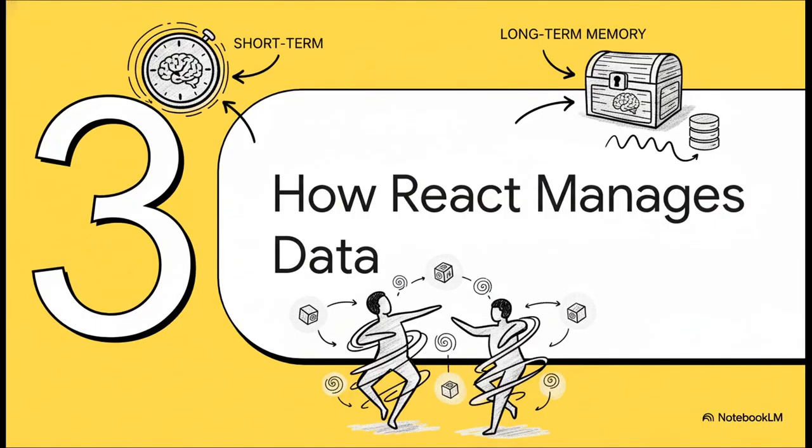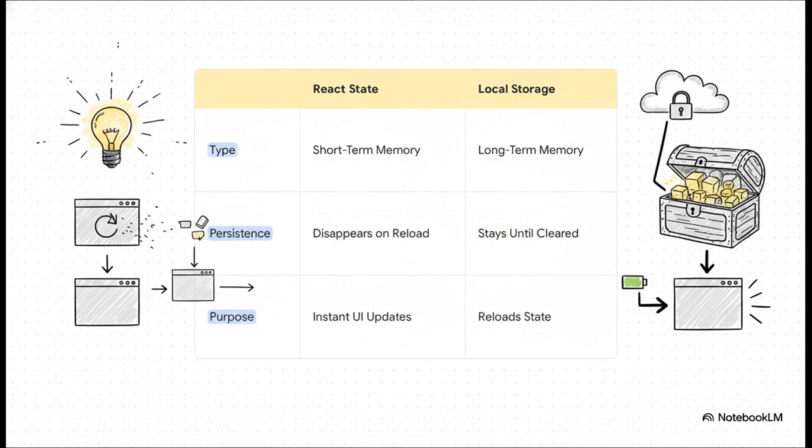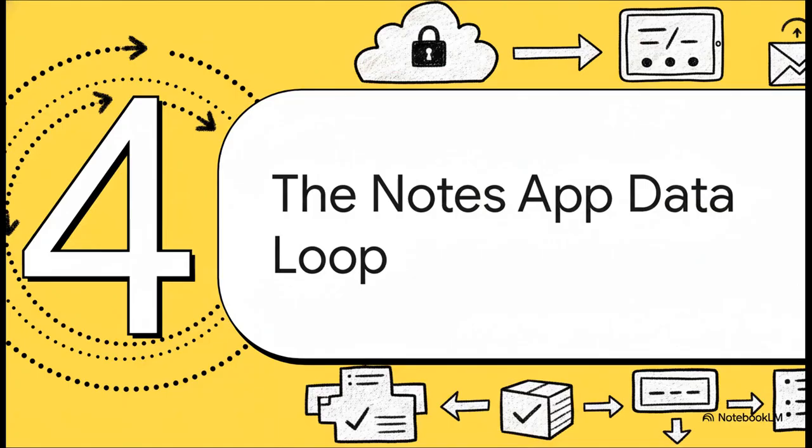All right, so now that we've met our two key players, React and local storage, let's look at how they manage data together. It's kind of like a little dance between short-term memory and long-term memory, and once you get this, everything else will click into place. See, React's state is like the app's short-term memory. It holds all the data that's currently being used and displayed on the screen. When that state data changes, the UI updates in a flash. But, and this is a big but, if you reload the page, poof, that state is gone forever. And that's exactly where local storage comes in. It's the app's long-term memory. It's where we save the important stuff so we can pick up right where we left off, even after a refresh.